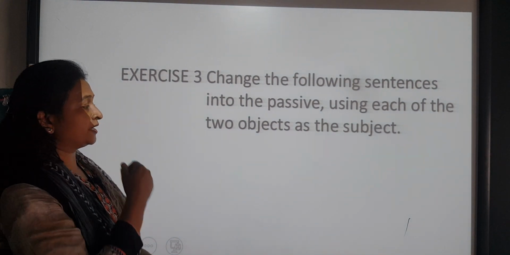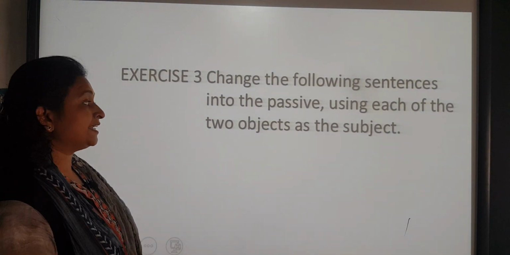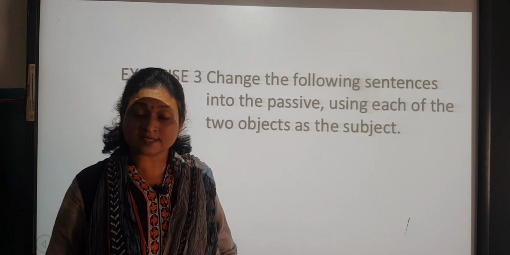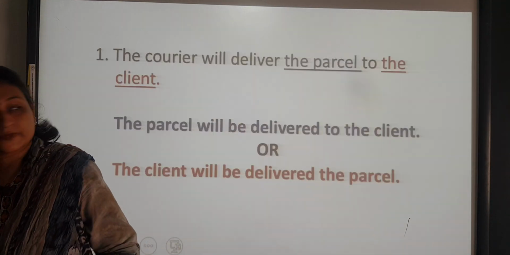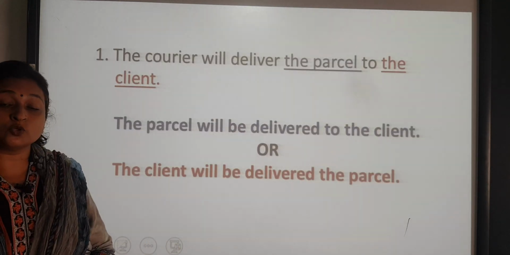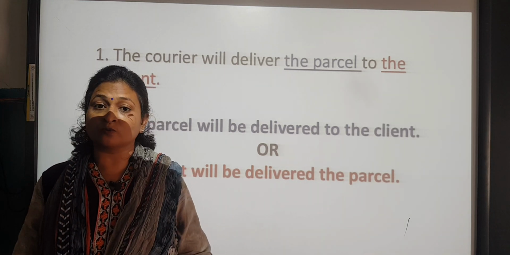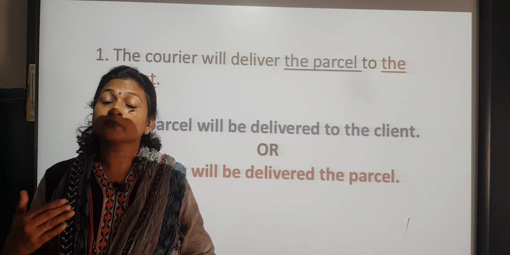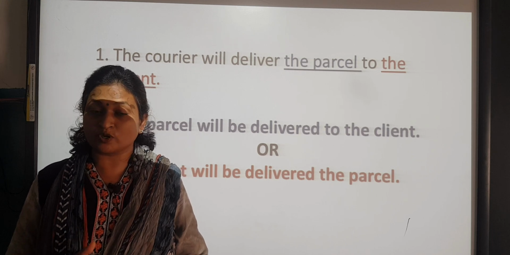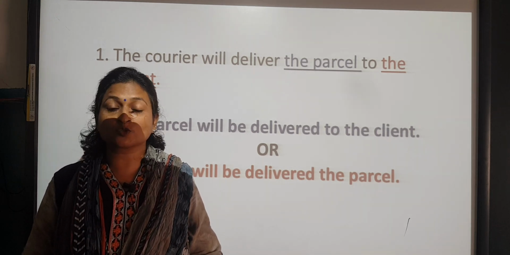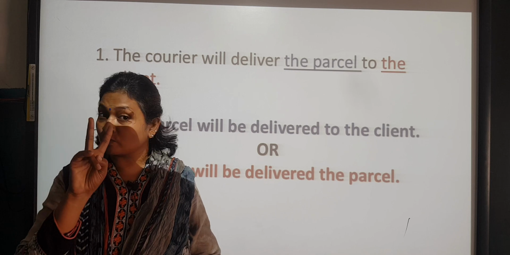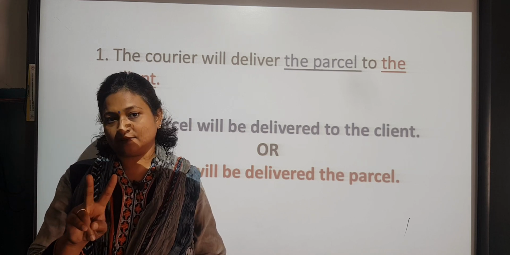So change the following sentences into the passive using each of the two objects as a subject. So here I have used both the objects, one is direct and indirect object. Both the object को subject में use करके हम passive में कैसे लिखेंगे, that we are going to do in this exercise. So that means one sentence will have how many answers? 2 answers.